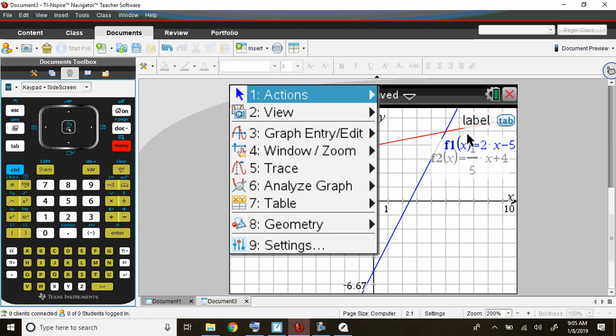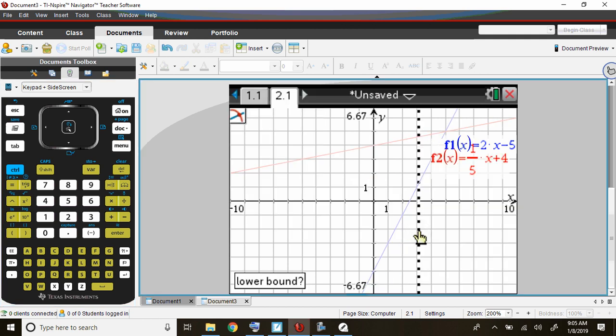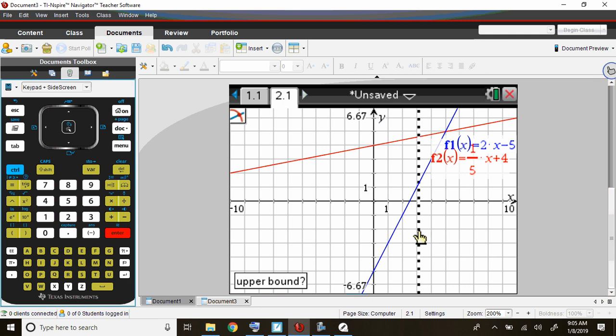Analyze graph, intersection, lower bound, I click right there. Upper bound, I need to drag the cursor over, and I click again, and there's my 0.55. How do we feel about that process? Okay?